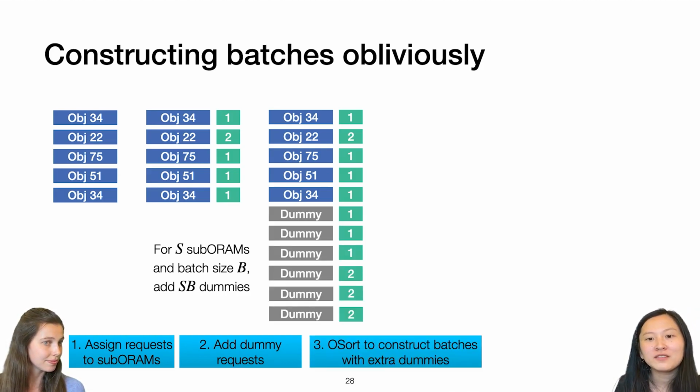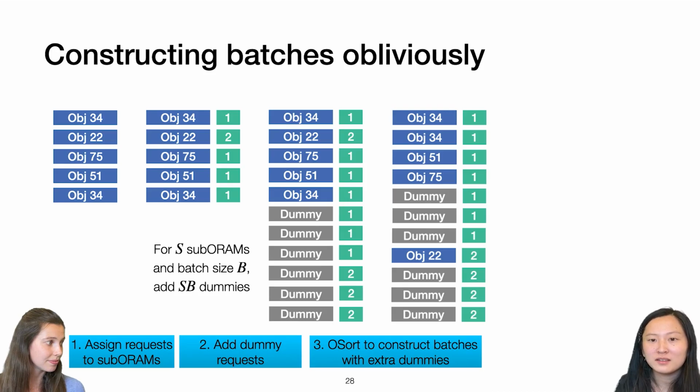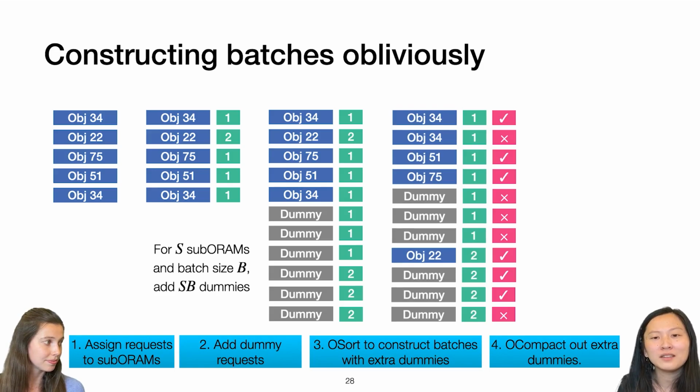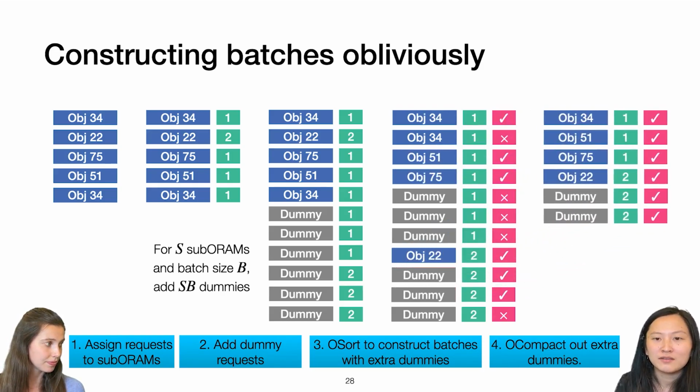Now we have to obliviously sort our requests so that we can get batches. These batches are going to have different sizes, so we have to obliviously compact out the extra dummy requests and the duplicate requests. In order to do this, we make a linear scan over our requests, and we discard the requests that are duplicates or extra dummy requests. We use oblivious compaction, and we end up with two batches of equal size, with the same number of requests, that we can send off to each sub-ORAM.